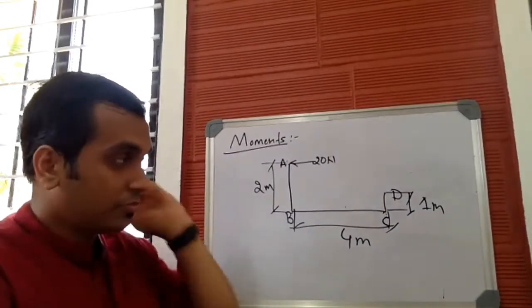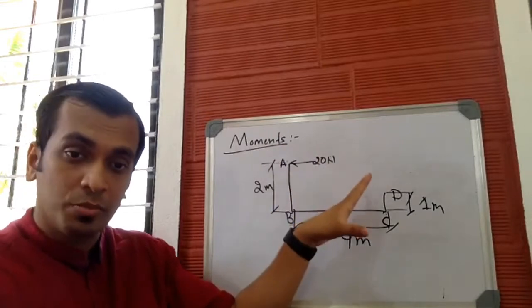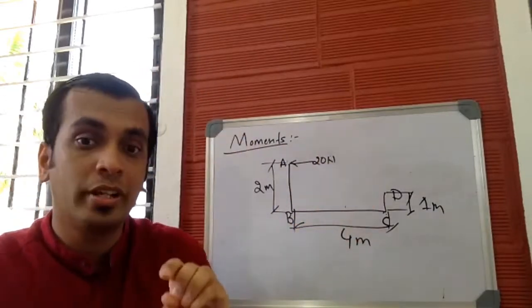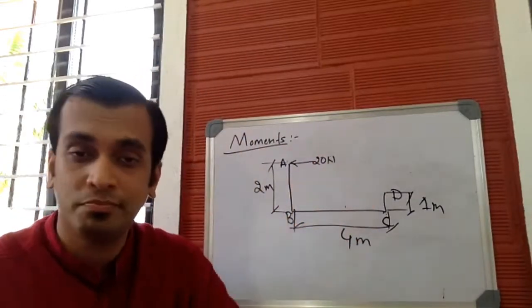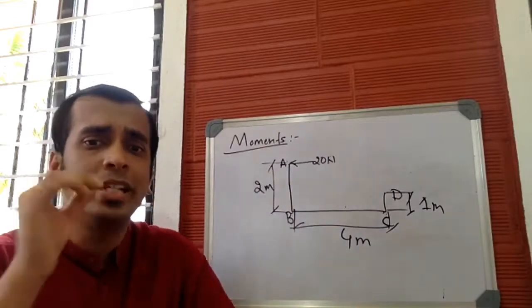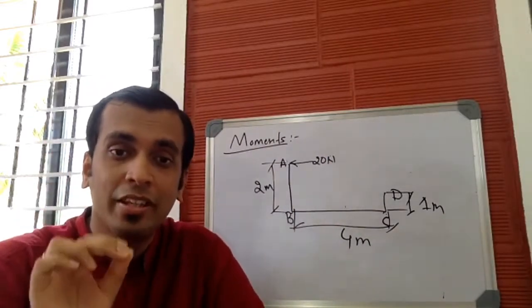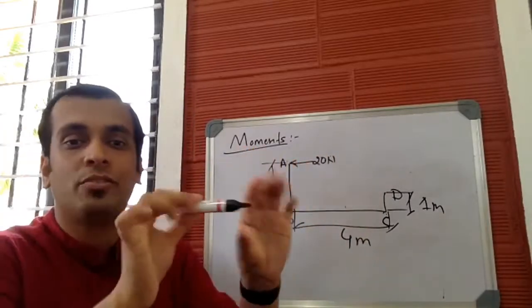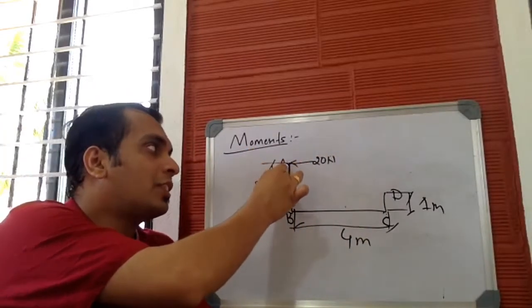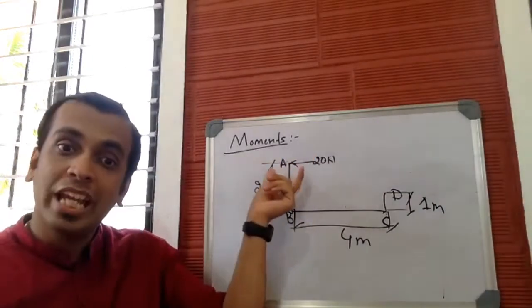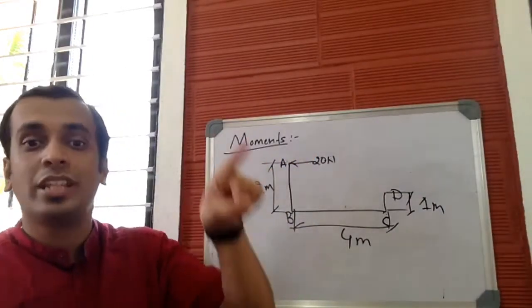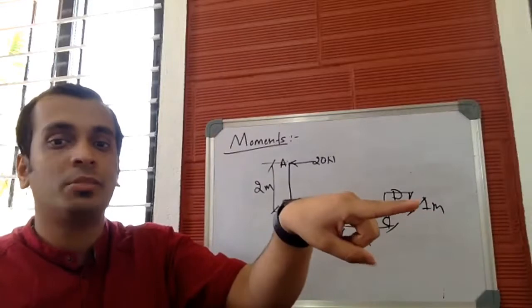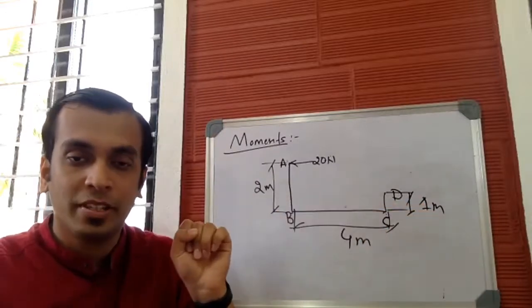Now, before we solve this problem, there are two cases where moment becomes zero. The first case is when the force acts exactly on the point of rotation. For example, here, force acts on A, so moment about A will be zero. If the force acts exactly on the point of rotation, then the moment becomes zero.